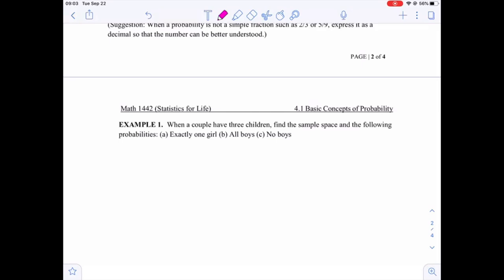Now let's take an example. When a couple have 3 children, find the sample space first and the following probabilities. So let's start with the experiment. The experiment consists of 3 children. The first kid can be a boy or a girl. The second one can be a boy or girl. The third one can be a boy or girl.